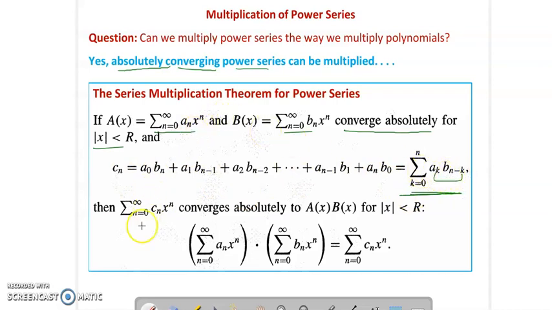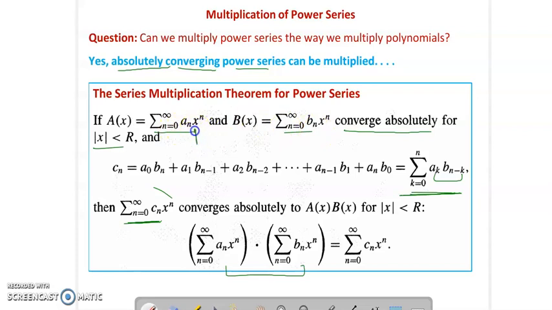How are we taking that? Because we are constructing this series, summation n going from 0 to infinity Cn times x to the power n, where this series is the product of these two series. So what will be the coefficient of x to the power n? That is Cn. So from here you have a0 times x to the power 0, and here you have bn times x to the power n. So the coefficient will be a0 times bn.